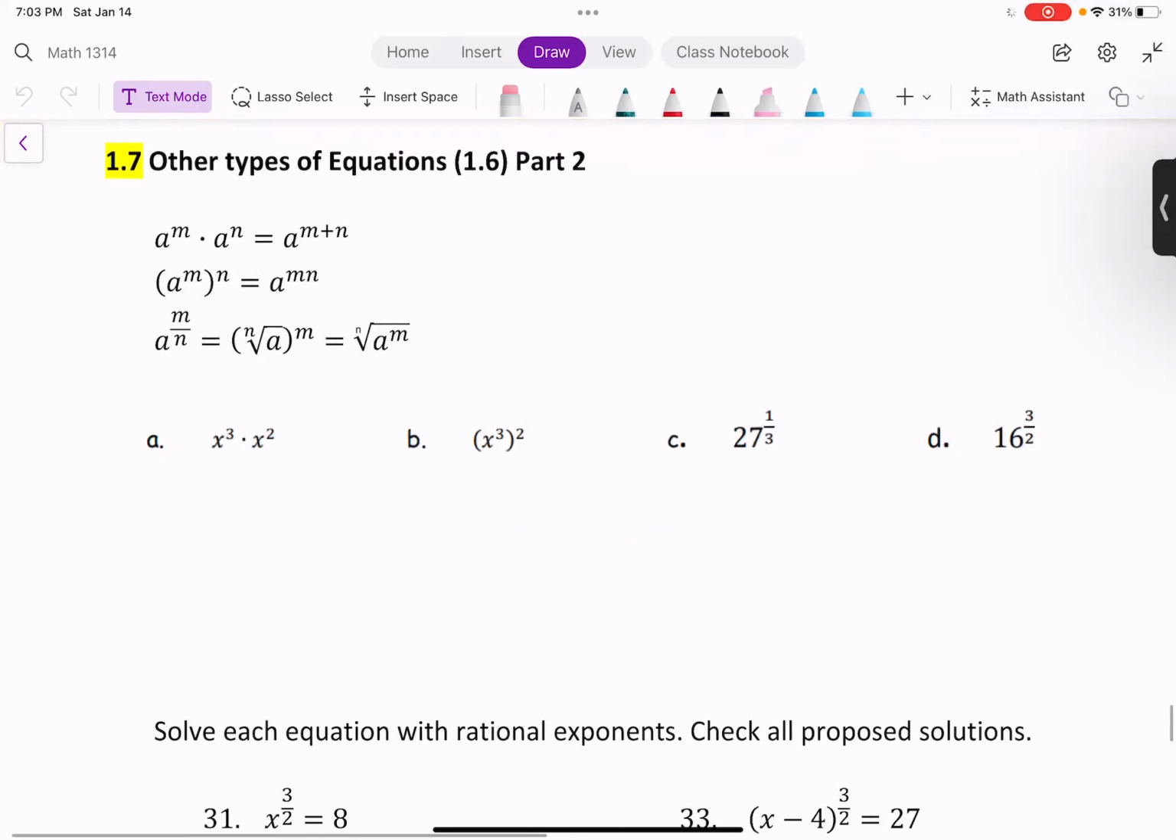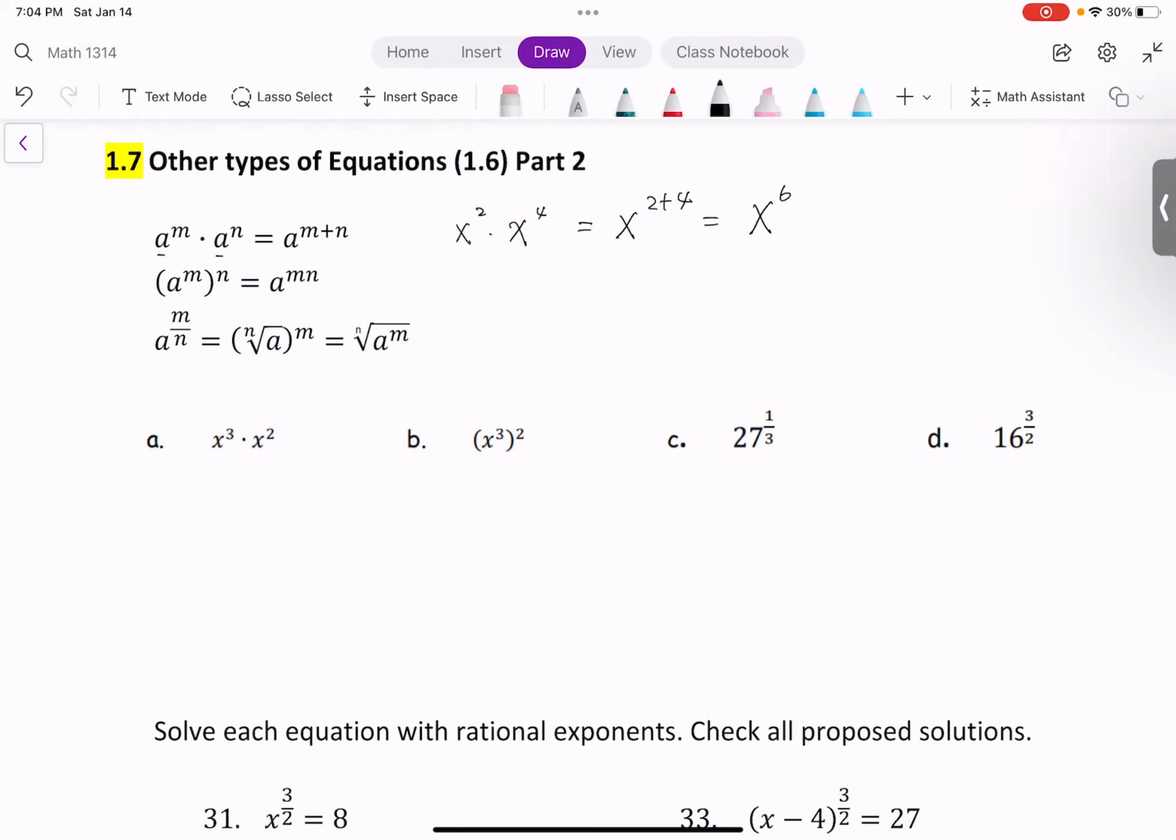Okay, so let's review the first property. If we have a to the m times a to the nth power, they have the same base a, then we have a to the m plus n. For example, if we have x to the second times x to the fourth, then we have the same base x, 2 plus 4, add the power part. So we have x to the 6th.